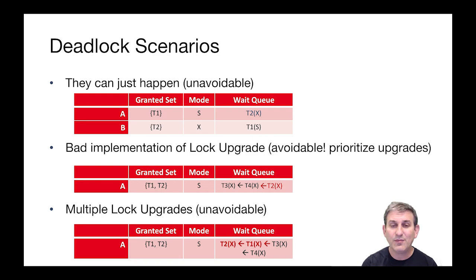And so what we should do is simply implement this differently. When a transaction wants an upgrade, it should go to the head of the line. Now, if we do this protocol, T2 is waiting for T1, that's fine. But when T1 finishes, T2 can get its upgrade, make progress, and then T3 and T4 can run when it's done. So lock upgrades should always go to the head of the wait queue. Otherwise, you get a deadlock. Finally, if you have multiple lock upgrades, suppose in this last example that both T1 and T2 wanted a lock upgrade, at that point you have a deadlock again. And there's just nothing you can do about it, and you'll end up having to deal with that deadlock.